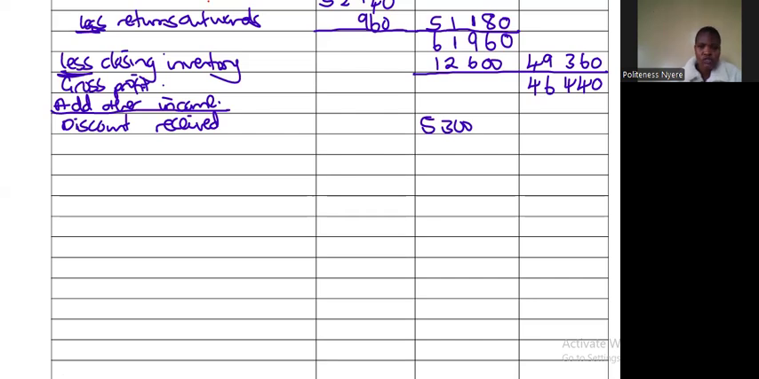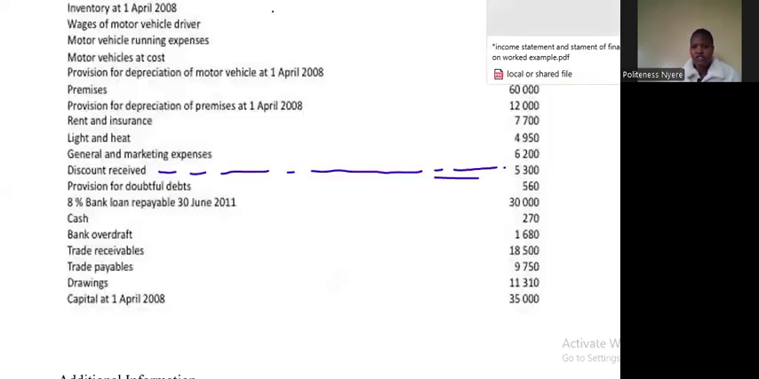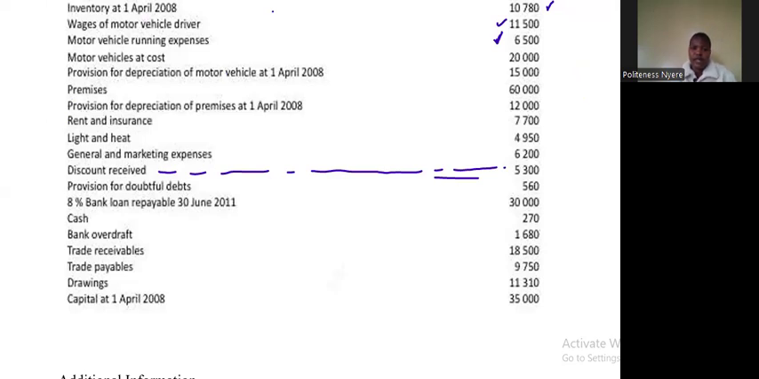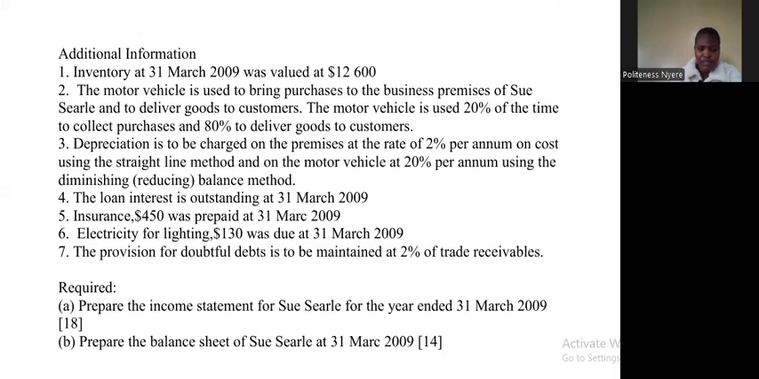Is there anything else? Before you proceed, you can check the provision for bad debts to see if there was an increase or a decrease. If there has been an increase, it's an expense. But if it's a decrease, then it's an income. The provision for doubtful debts was 560. So let's see what happened here. They said number 7, the provision for doubtful debts is to be maintained at 2% of trade receivables.